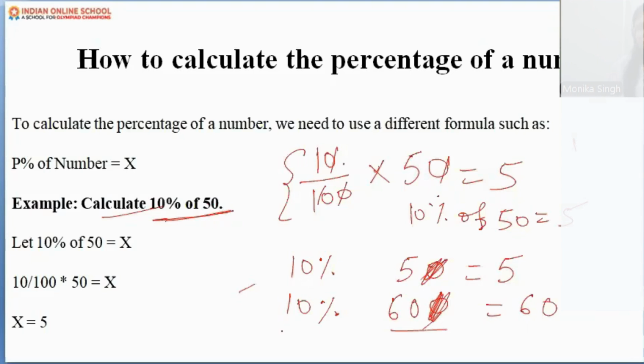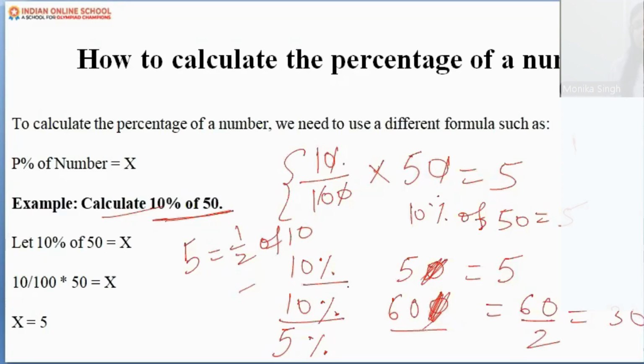And if we have to find 5%, now what will we do? 5 is half of 10. Yes or no? Show me a thumbs up if yes. Yes. So 10% is 60, then 5% will be half of 60, that is 30. So if we calculate 10%, we just need to halve it and we will get 5%.